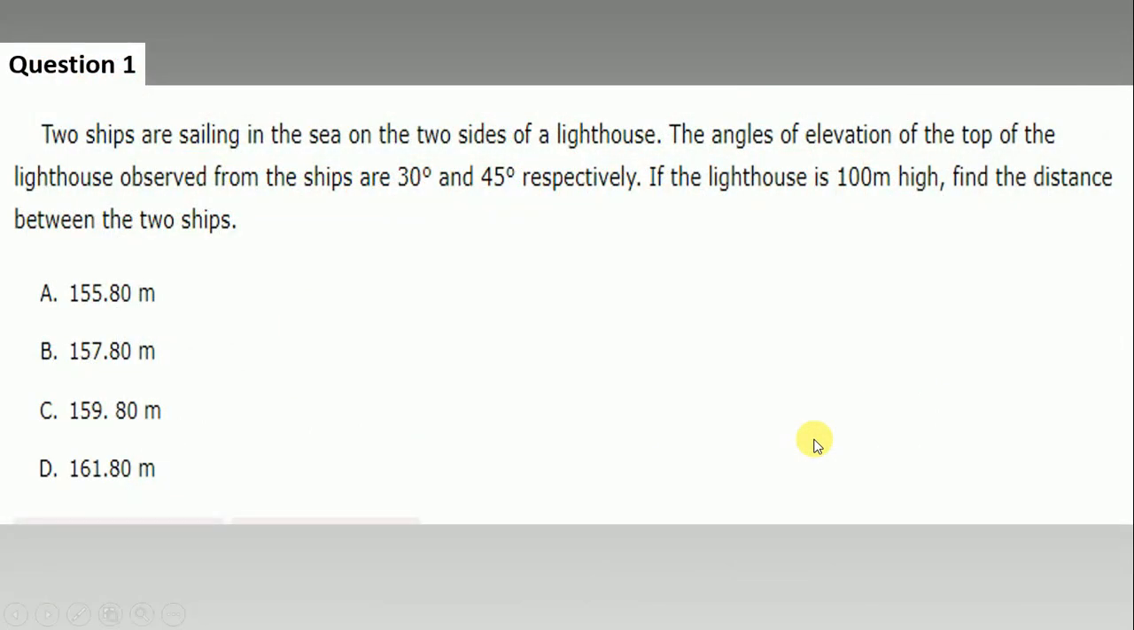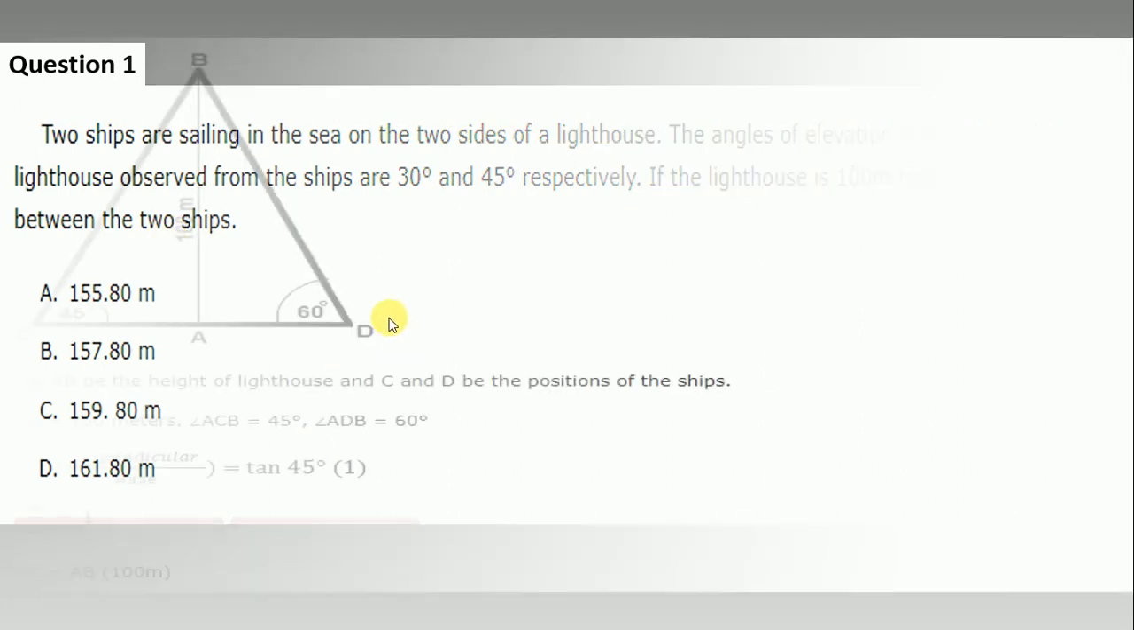So here's your first question. Two ships are sailing in the sea on the two sides of a lighthouse. The angles of elevation of the top of the lighthouse observed from the ships are 30 degree and 45 degree respectively. If the lighthouse is 100 meter high, find the distance between the two ships. So here are a few options, but first of all we should understand the solution. So here is your solution.